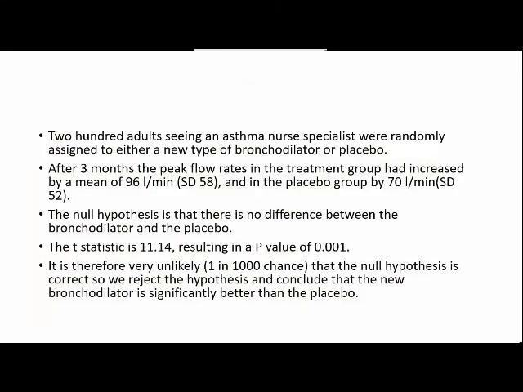An example: 200 adults seeing an asthma nurse specialist were randomly assigned to either a new type of bronchodilator or placebo. After 3 months, the peak flow rate in the treatment group had increased by a mean of 96 liters per minute with a standard deviation of 58, and in the placebo group by 70 liters per minute with a standard deviation of 52.